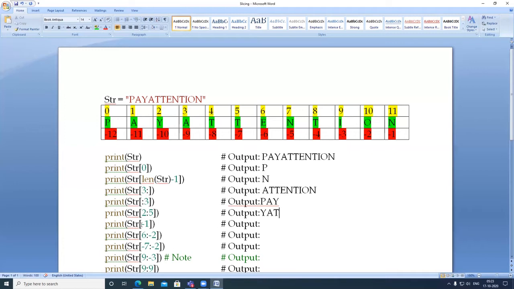I am trying to print a character at minus 1. Now I am trying to take the negative index. What is the character present in this particular negative index minus 1? It is n alone.